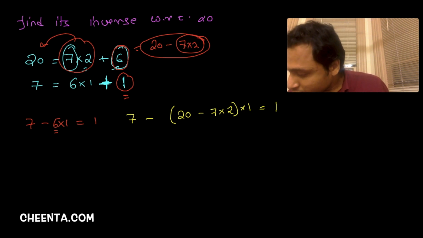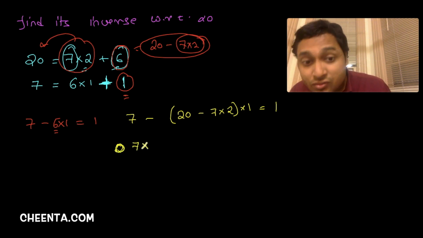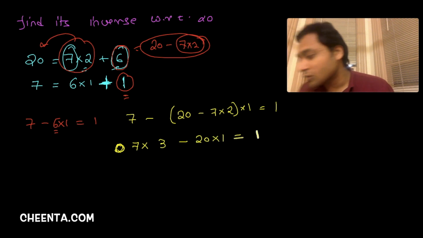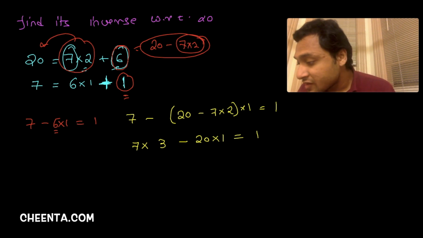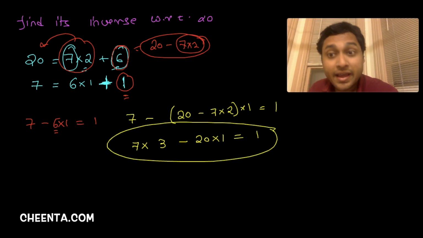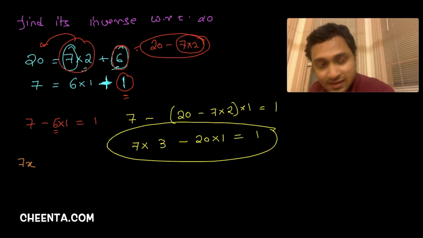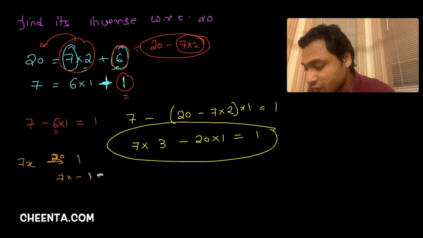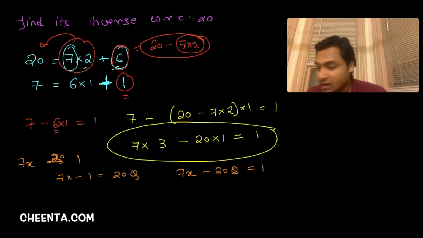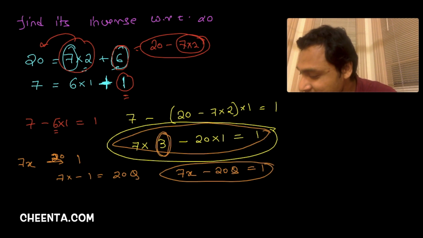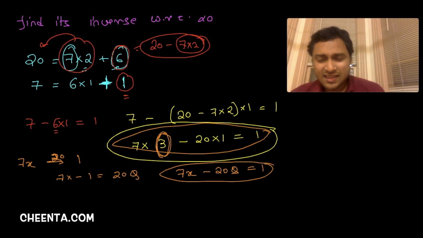So what do we have? Well, we will have 7 times 3 minus 20 times 1 is equal to 1. So we again have an equation like this, and that's what our aim was, because remember, if x is the inverse of 7, then 7x will give remainder 1 when divided by 20. So 7x minus 1 would be 20 times some quotient, or 7x minus 20q would be 1. Now, this equation where we arrived looks an awful lot like this one. So this 3 is our inverse of 7. That's how the Euclidean algorithm works.